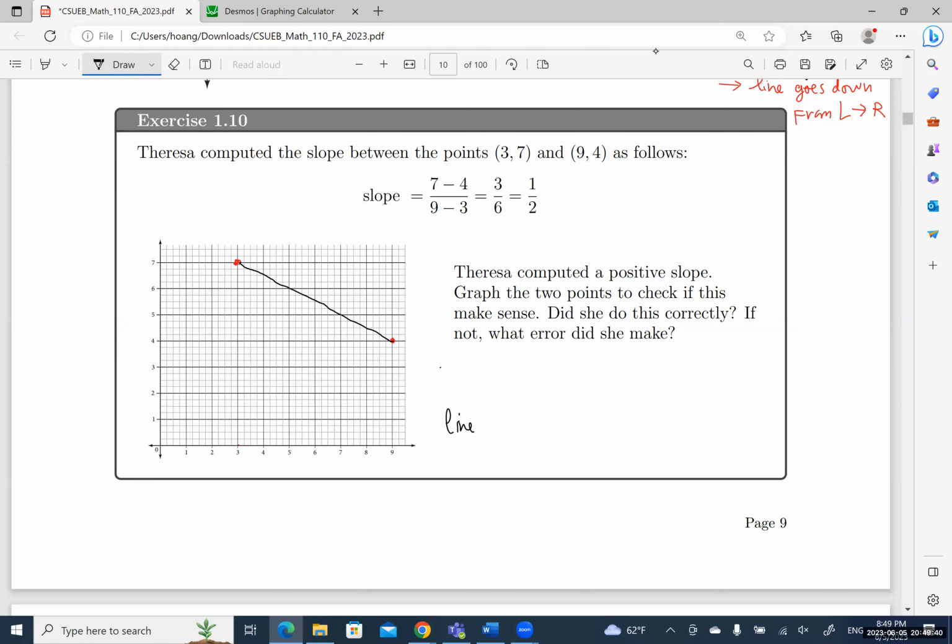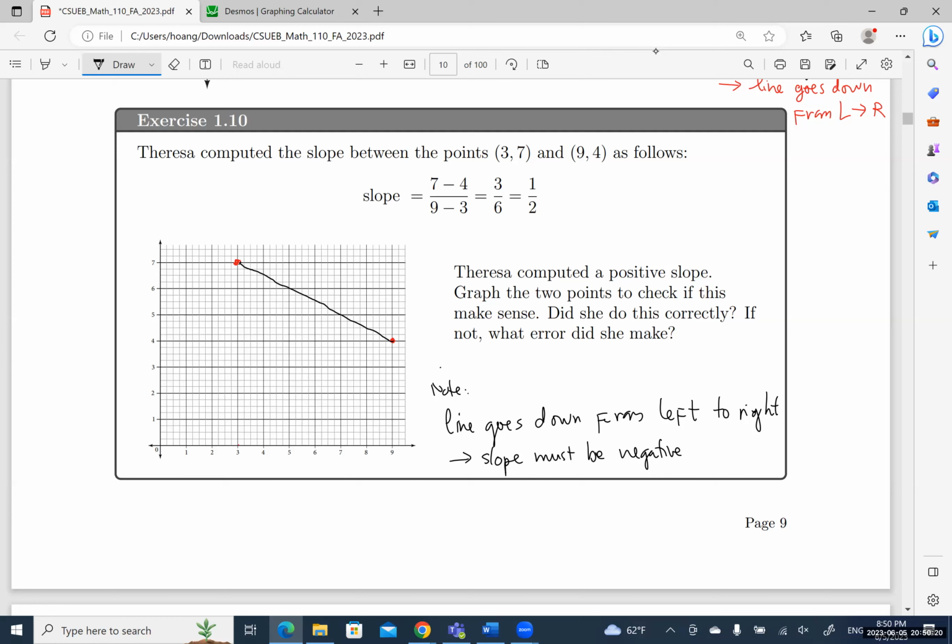The line goes down from left to right, so the slope must be negative. Okay, so go ahead and try this. Retry, find the slope again, and see if it was done correctly or not.